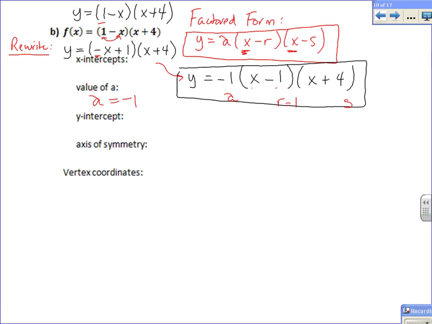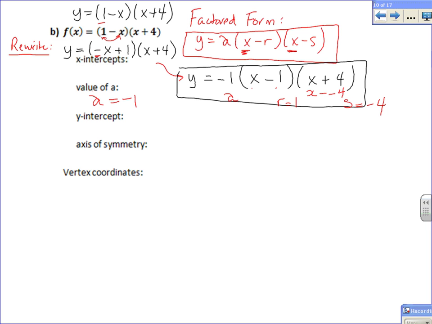On the second one, I see that in factored form it should be written as x minus s. And so if I want to write this as x minus a number, I see that it must be x minus -4. X minus -4 gives me x plus 4. So I know that my s is equal to -4.